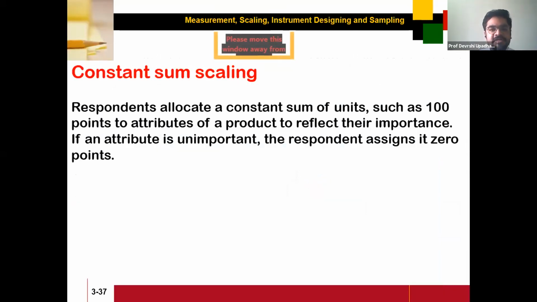Next is constant sum scaling. That means a respondent can allocate a constant sum of units, such as 100 points, to attributes of a product to reflect their importance. If an attribute is not important to you, the respondent assigns it 0 points.